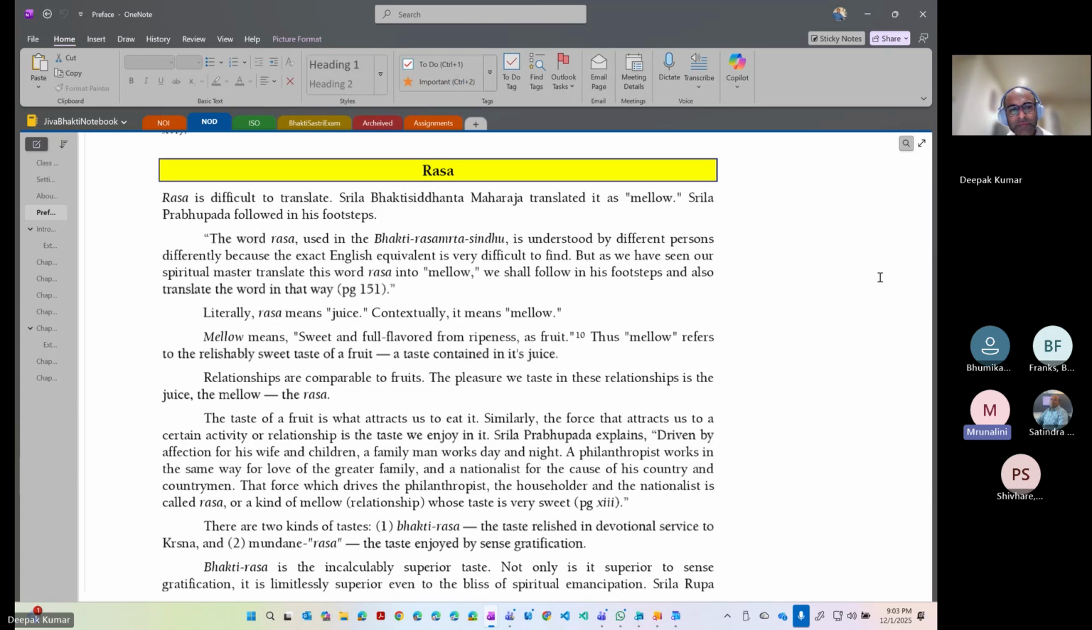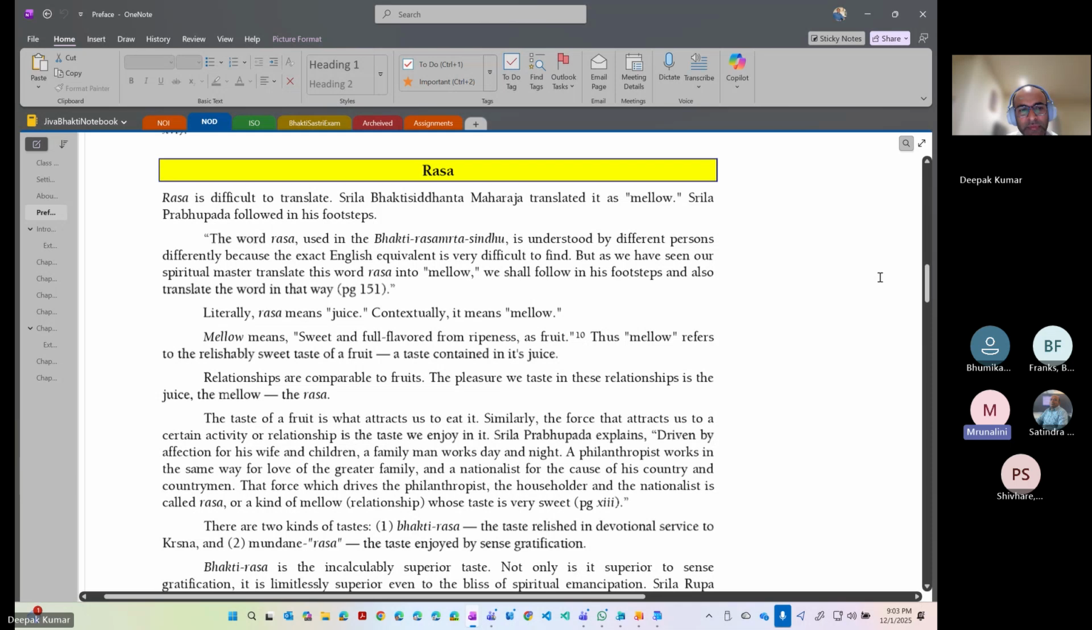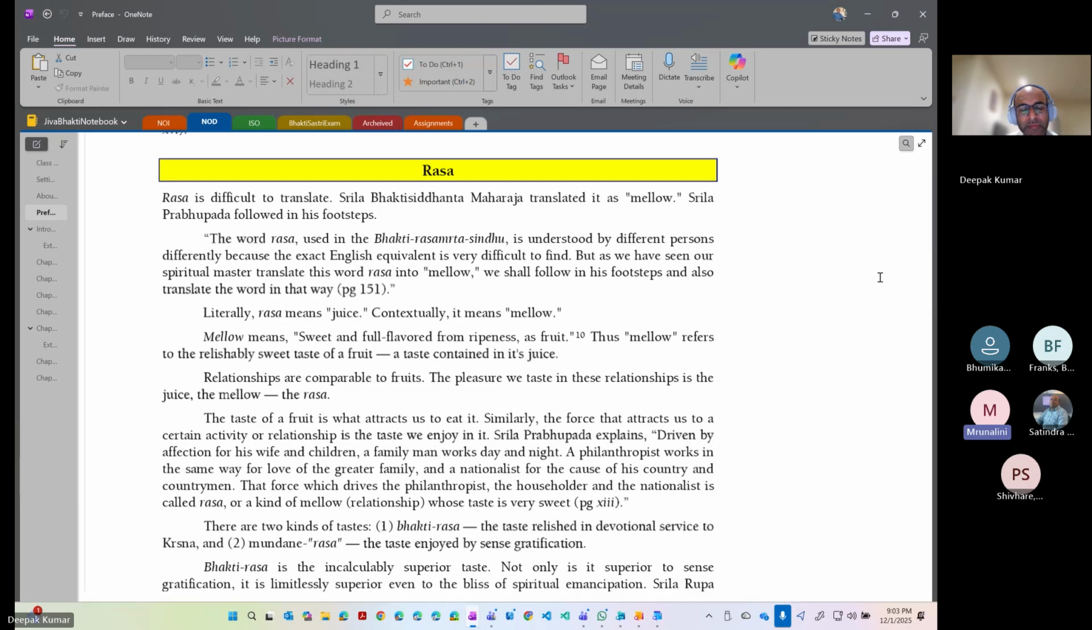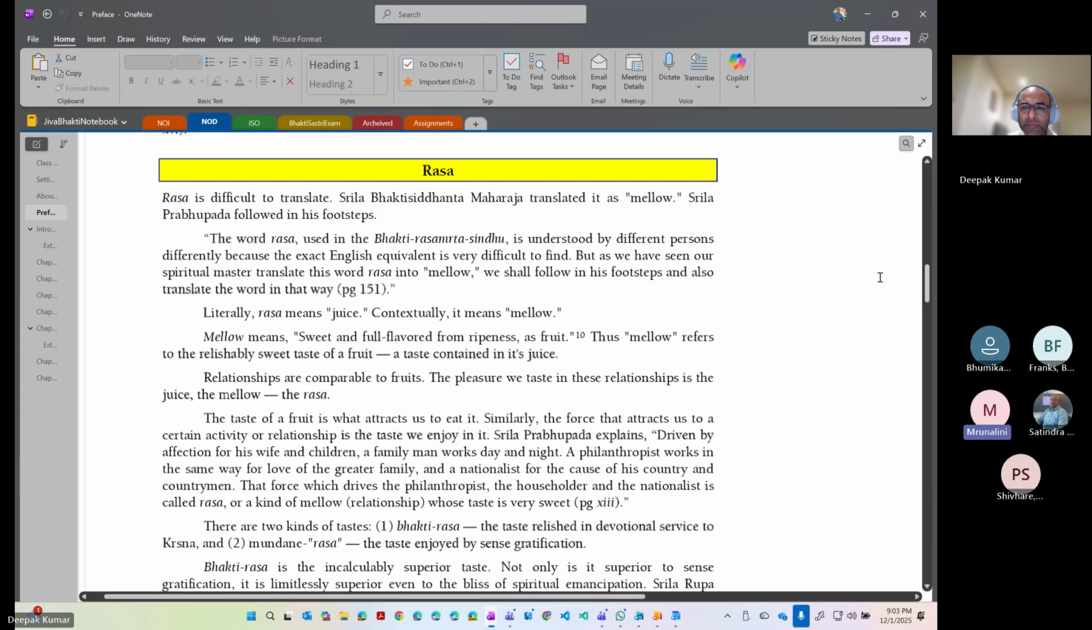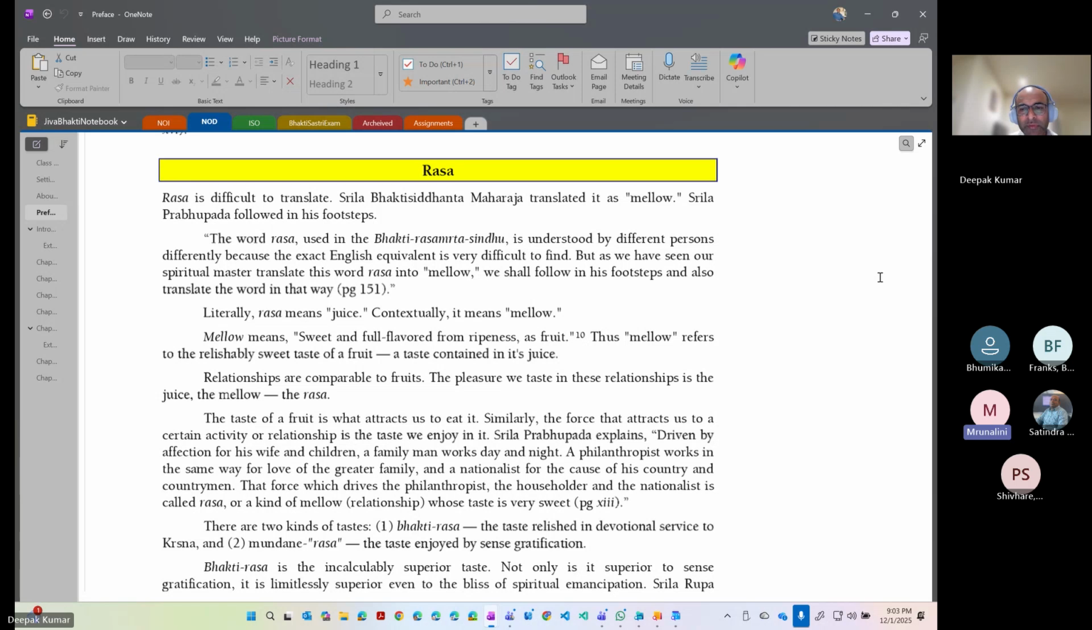Relationships are comparable to fruits. The pleasure we taste in these relationships is the juice, the mellow, the rasa. The taste of a fruit is what attracts us to eat it. Similarly, the force that attracts us to a certain activity or a relationship is the taste we enjoy in it. Srila Prabhupada explains, driven by affection for his wife and children, a family man works day and night. A philanthropist works in the same way for love of a greater family, and a nationalist for the cause of his country and countrymen. That force which drives the philanthropist, the householder, and the nationalist is called rasa, or a kind of mellow relationship whose taste is very sweet.